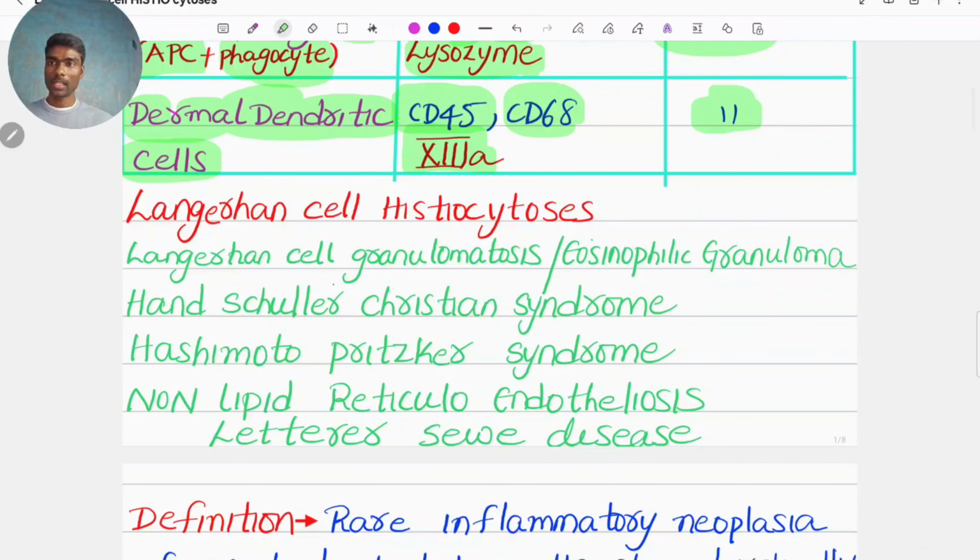Langerhans cell histiocytosis has various other names: Langerhans cell granulomatosis, eosinophilic granuloma, Hand-Schuller-Christian syndrome, Hashimoto-Pritzker syndrome, non-lipid reticuloendotheliosis, Letterer-Siwe disease. Remember like this: two granulomas, Langerhans cell granulomatosis and eosinophilic granuloma; 2H, Hand-Schuller-Christian syndrome and Hashimoto-Pritzker syndrome; non-lipid reticuloendotheliosis and Letterer-Siwe disease.